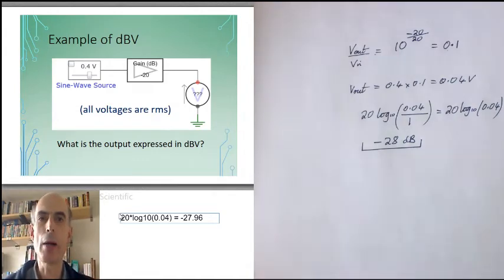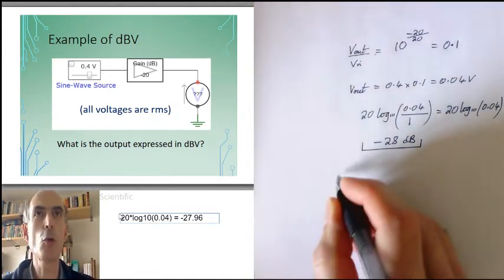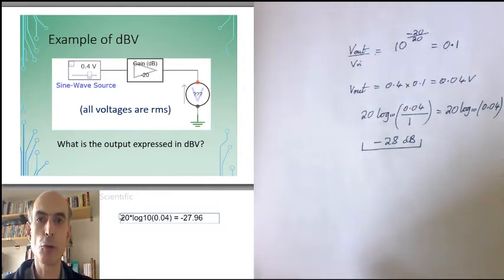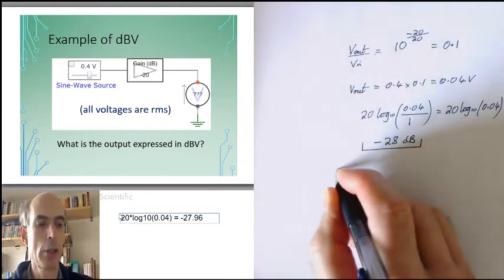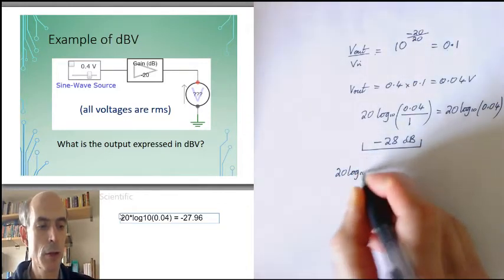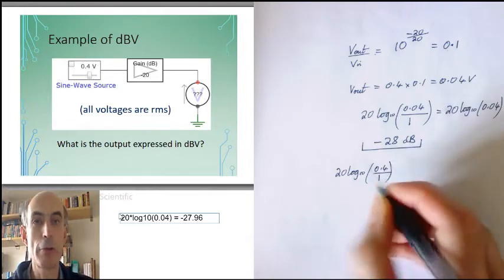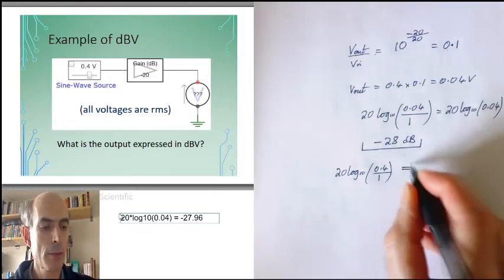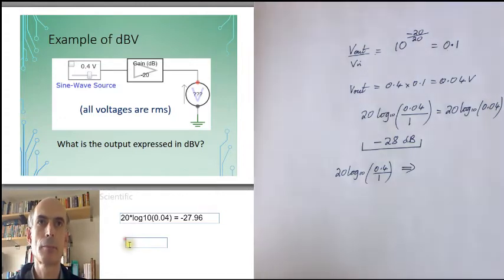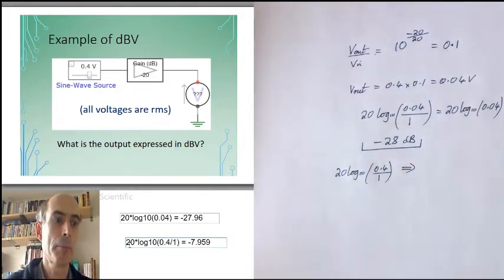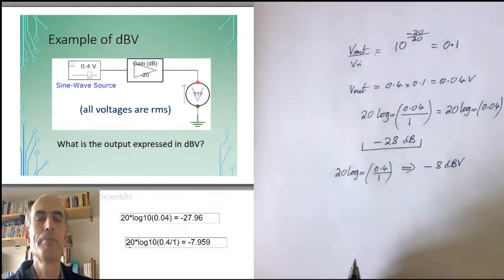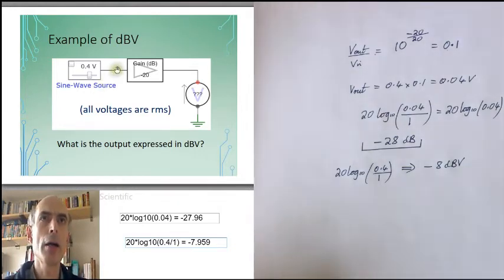And doing it the quicker way means this. We take the 0.4 volts of the sine wave source and we convert that to dBVs. So that would give us 20 log 10 of 0.4 divided by the reference 1 volt. That gives us 20 times log 10 of 0.4 divided by 1, about minus 8 dBVs. So I have a minus 8 dBV signal here going into this amplifier.